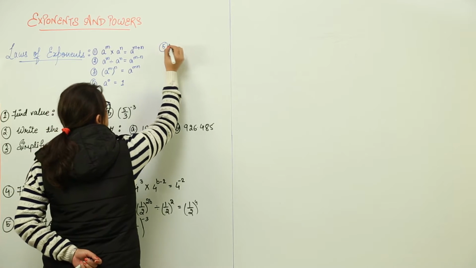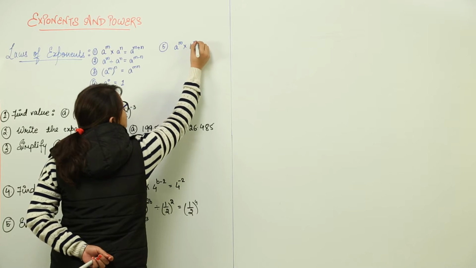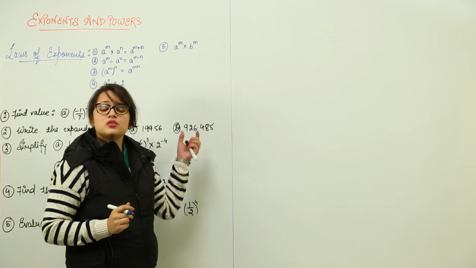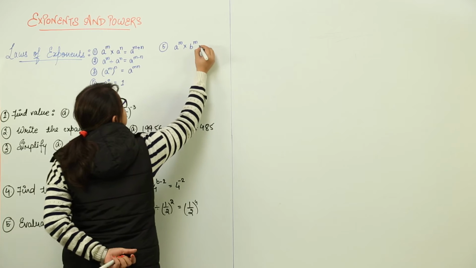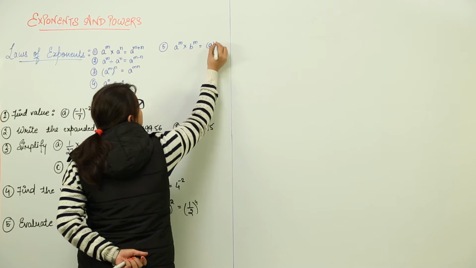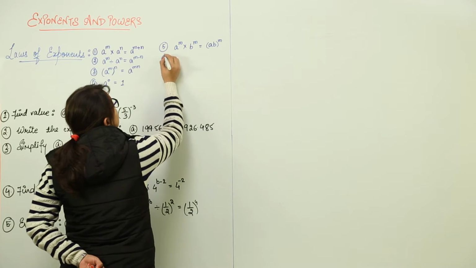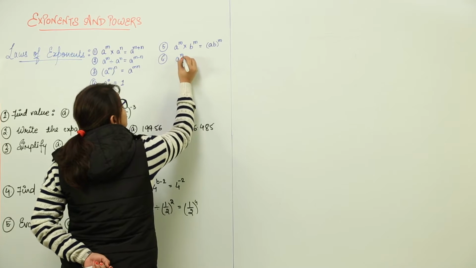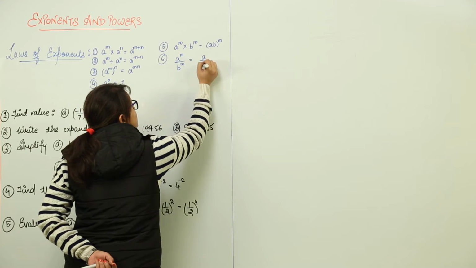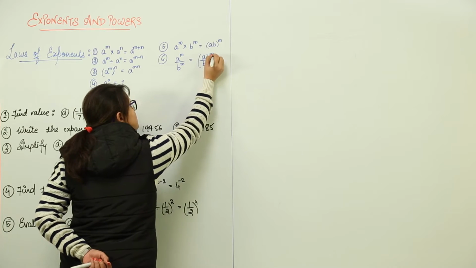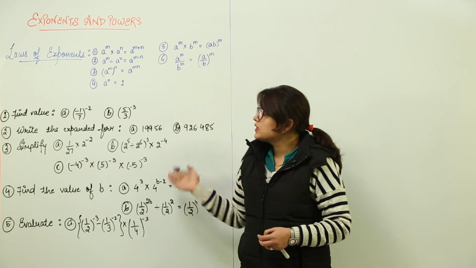Now the fifth law says that if a is raised to power m and b is also raised to power m, in this case you would see the bases are different but the powers are same. So what happens is the bases get multiplied and raised to the same power, right? Similarly, if the bases are different but with the same power and both the terms are getting divided, what happens is the term gets divided raised to the same power. So these are the basic laws that we use in solving the further questions.